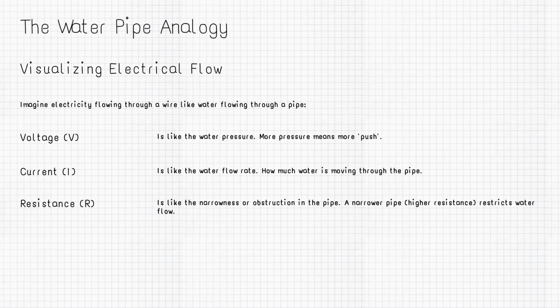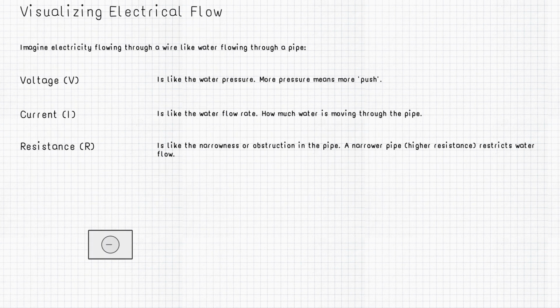Resistance is similar to the narrowness or any obstruction within the pipe. A narrower pipe or an obstacle creates higher resistance, which restricts the water flow, just as higher electrical resistance limits current. Imagine a simple water pump system.